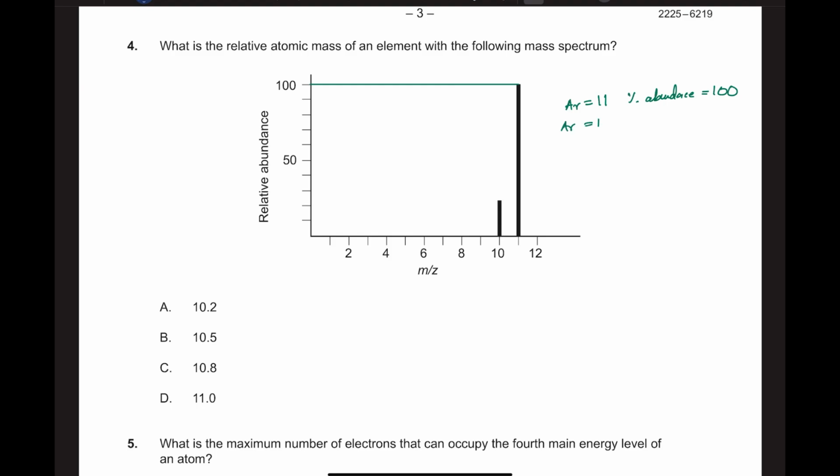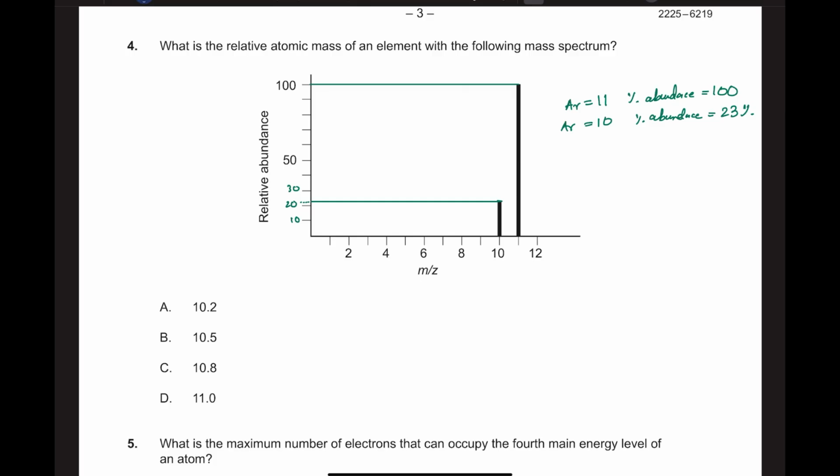And for AR 10, we have to find the percentage abundance. So if I draw a line from here, approximately it's 20, like if this is 10, this is 20, this is 30. It's approximately 22 or 23, right? So let's take the abundance as 23%.